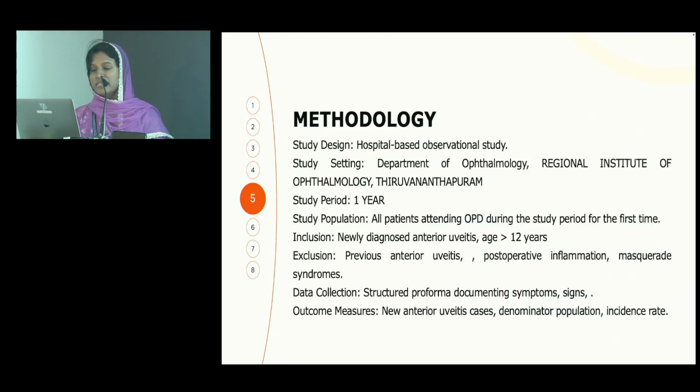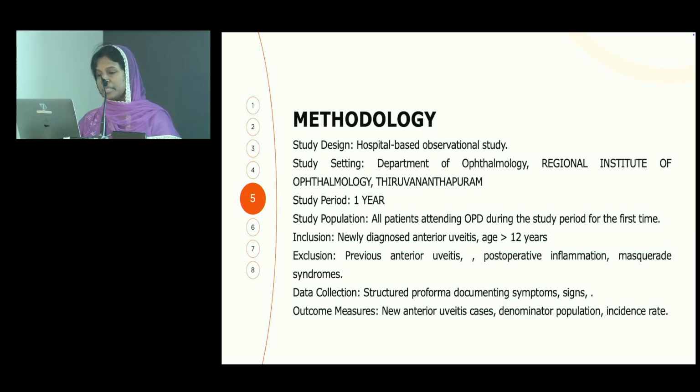Methodology. Study design: hospital-based observational study. Setting: Department of Ophthalmology, Regional Institute of Ophthalmology, Thiruvananthapuram. Study period: 1 year. Study population: all patients attending the OPD during the study period for the first time. Inclusion criteria: newly diagnosed anterior uveitis, age more than 12 years. Exclusion criteria: previous anterior uveitis, post-operative inflammation, masquerade syndromes.